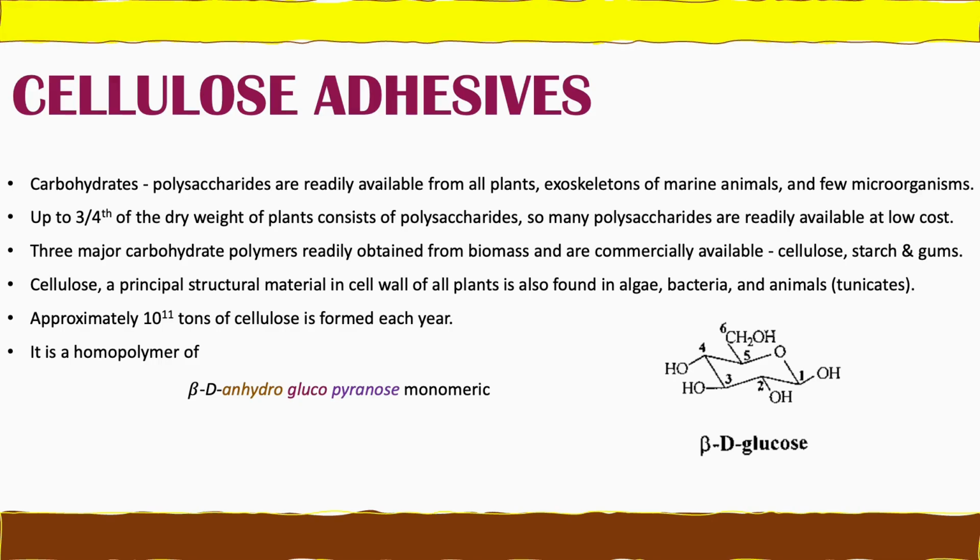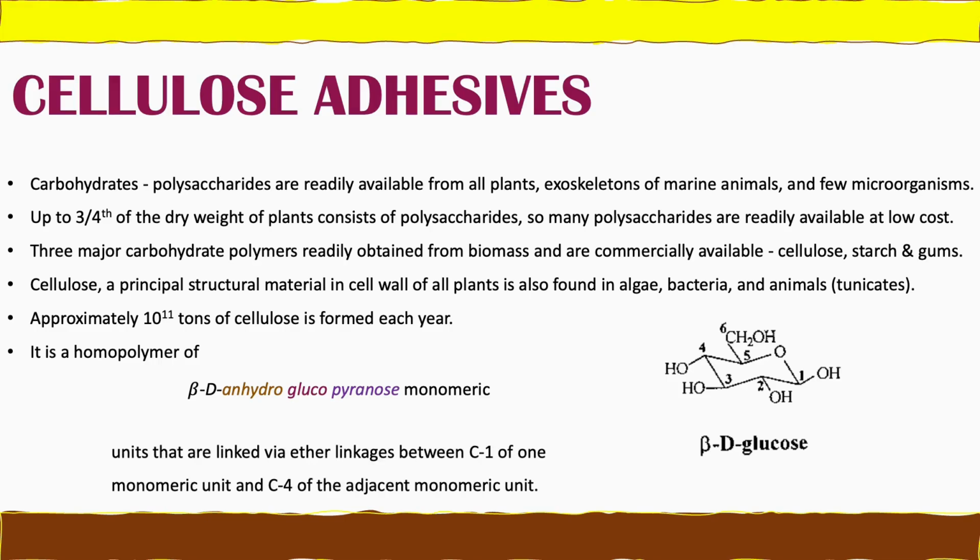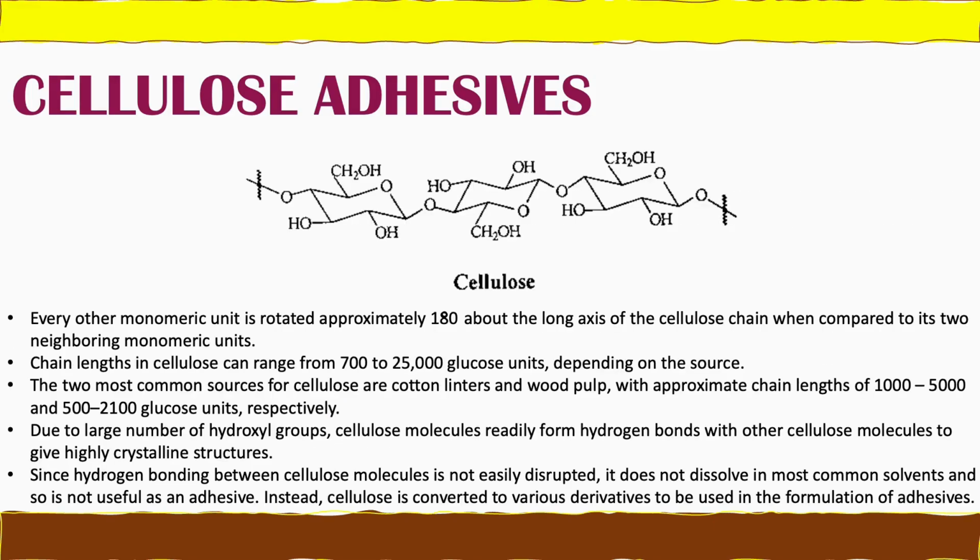Now when such similar monomeric units come and join to form the polymeric chain, the linkage basically happens between carbon 1 of one unit and carbon 4 of the adjacent unit. So in a way, every monomeric unit is rotated by approximately 180 degrees about the long axis of the cellulosic chain when you compare it with its two neighboring units, as you can see in this structure above. The chain length in cellulose actually ranges from 700 to 25,000 glucose units.